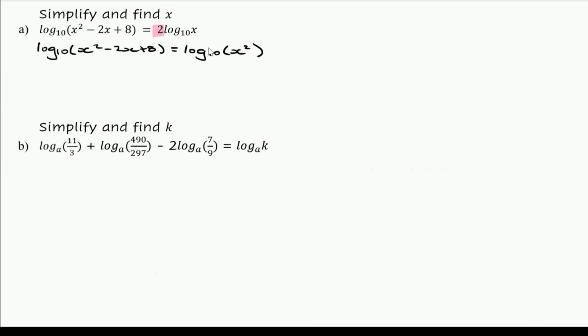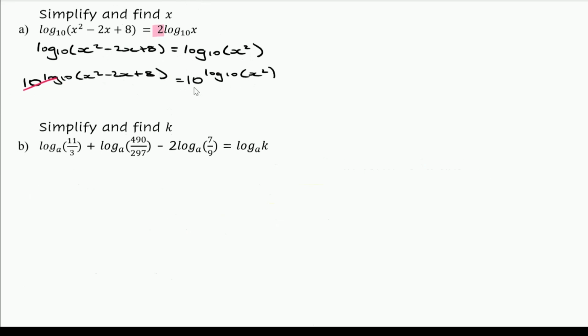And the next thing I'm going to do is, I said that I wanted to get rid of these log 10s here. So I'm going to have both of these as 10 to the power of this expression here. So if I rewrote this, this would be 10 to the power of log 10 of x squared take 2x plus 8. And this is going to be equal to 10 to the power of log 10 x squared.